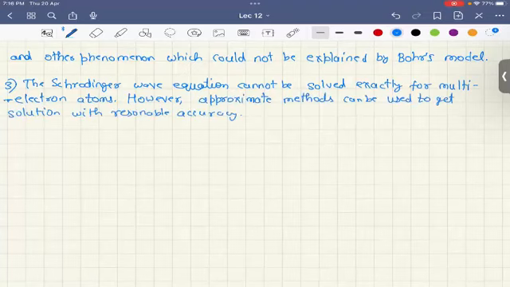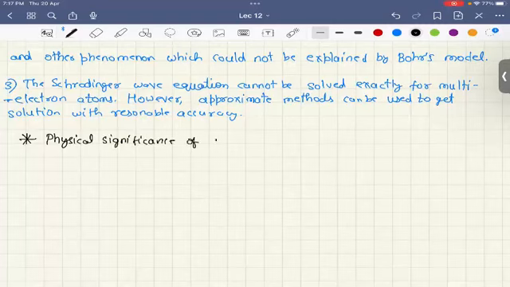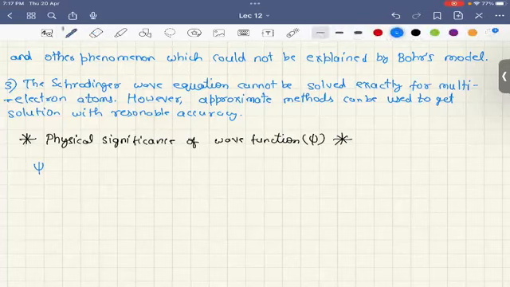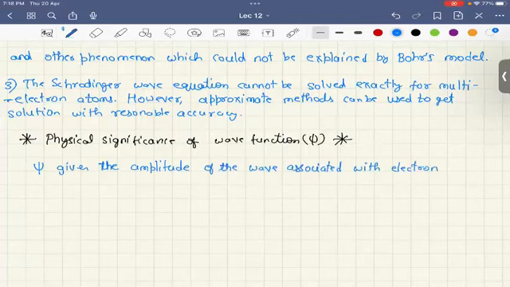So the next topic which we are going to cover is physical significance of wave function, which is denoted as psi, right? In physical sense, psi gives the amplitude of the wave associated with the electron, right? We know that in case of light wave, the square of the amplitude of the wave at a point is proportional to the intensity of light, right?